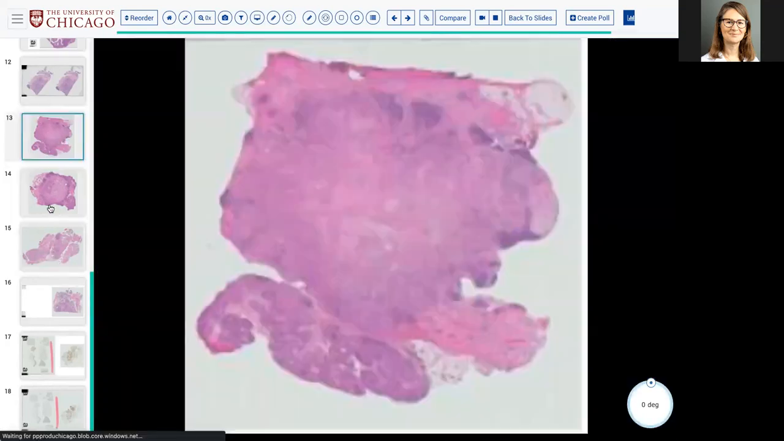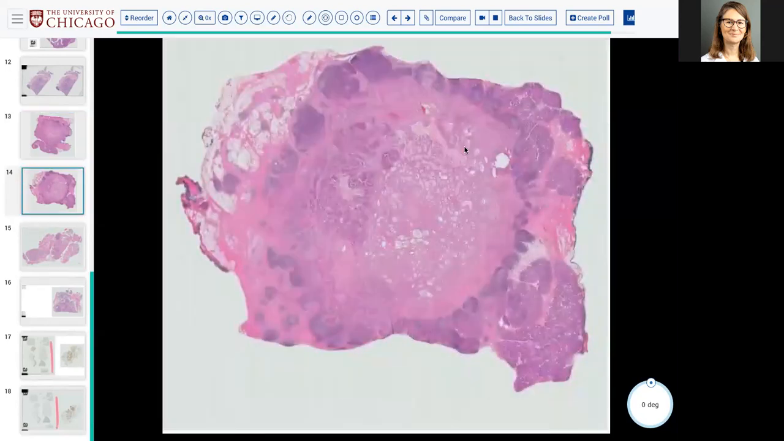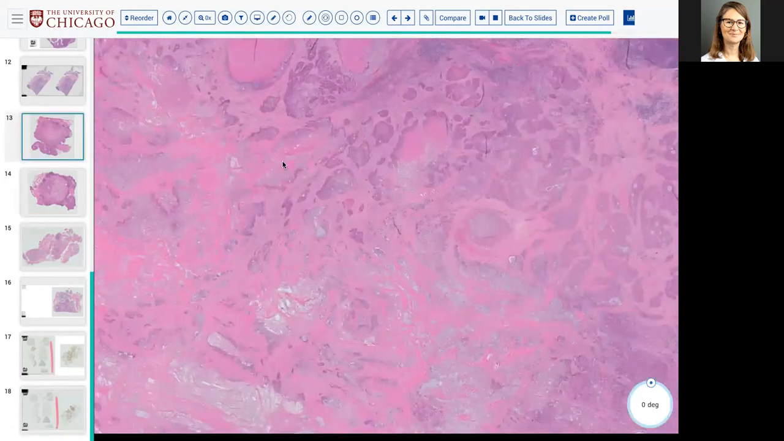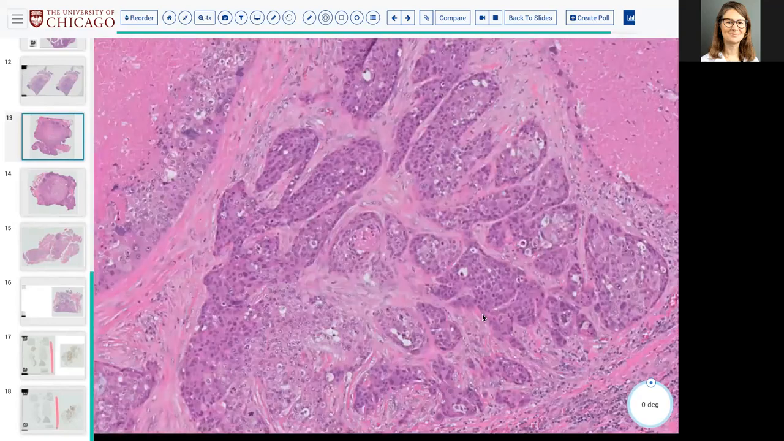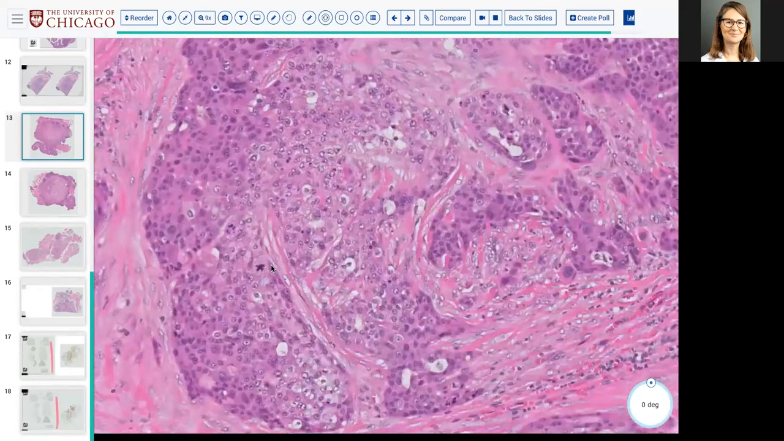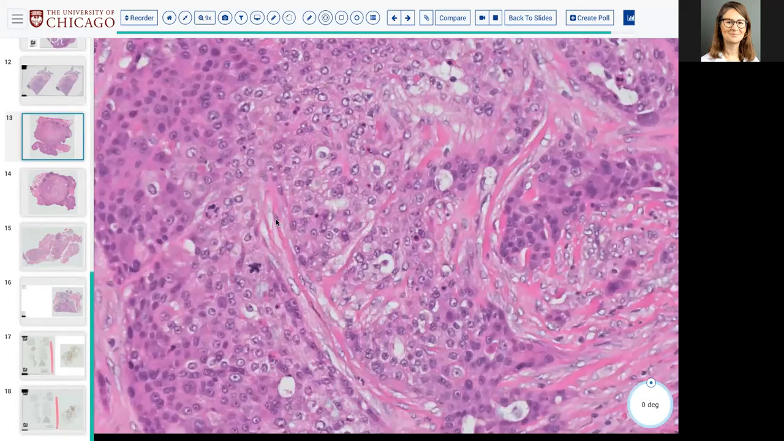And so these two slides here are both from the same case, where in one area you have a very nice low-grade component, and in the other area, you maybe don't. And all you have is this necrotic, high-grade looking tumor.